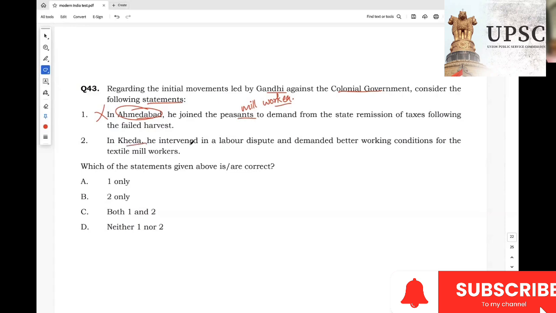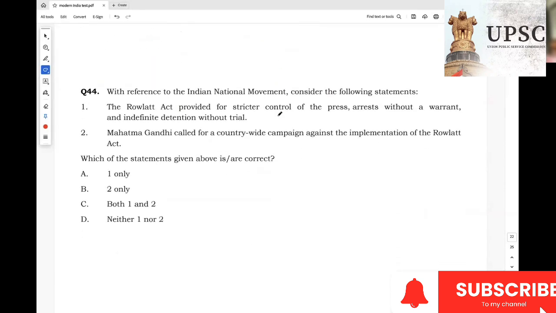Second, in Kheda, he intervened in a labor dispute. Again, wrong. Peasants. So Kheda and Champaran were the peasants. Ahmedabad was mill workers. So that's how things actually are. Moving to the next question, I think, yes, the 44th one.